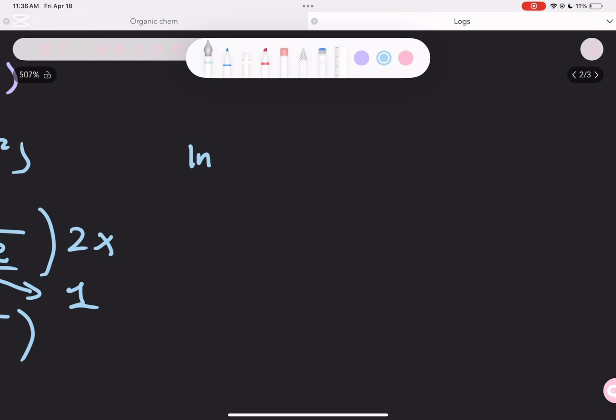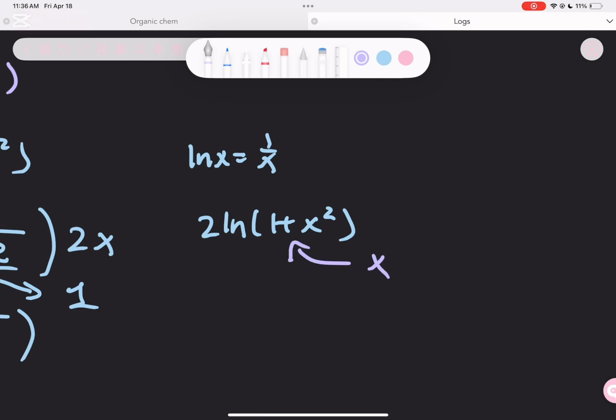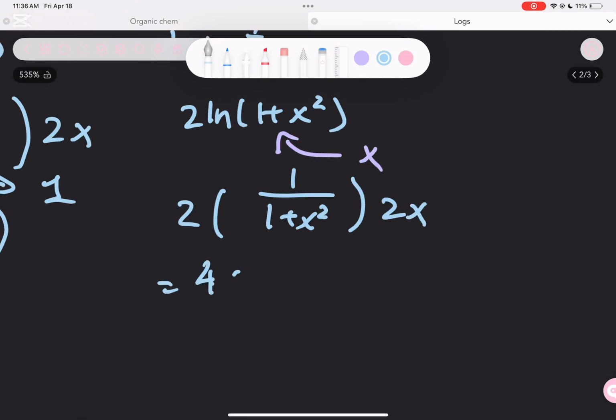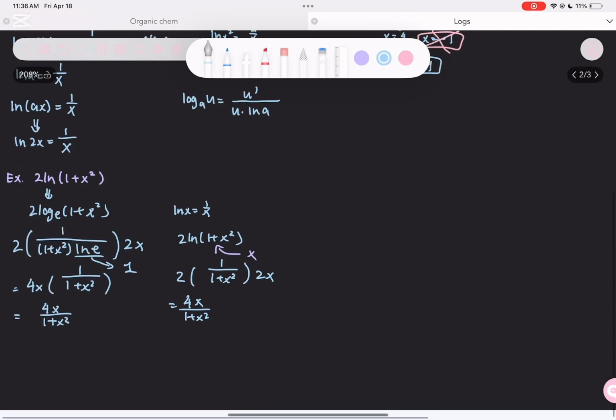So you know how the derivative of ln x is 1 over x? Well, then you have 2 ln of 1 plus x squared, and this is essentially x, so you can just write 2 times 1 over 1 plus x squared. And then chain rule it, of course, because it's a function, so times 2. You still get 4x over 1 plus x squared. So it's the same thing, it's just faster.